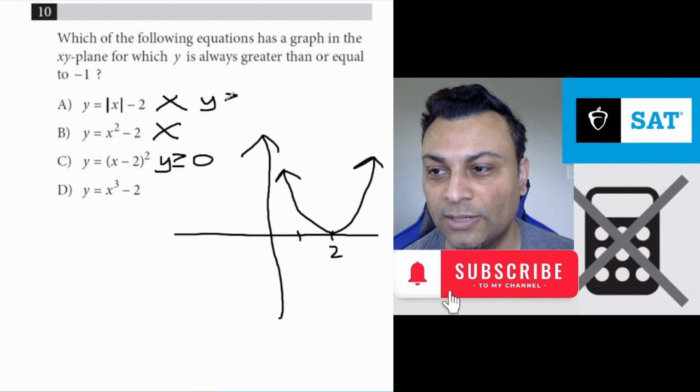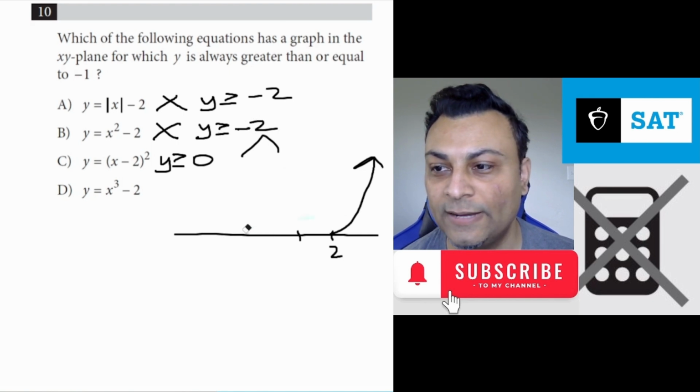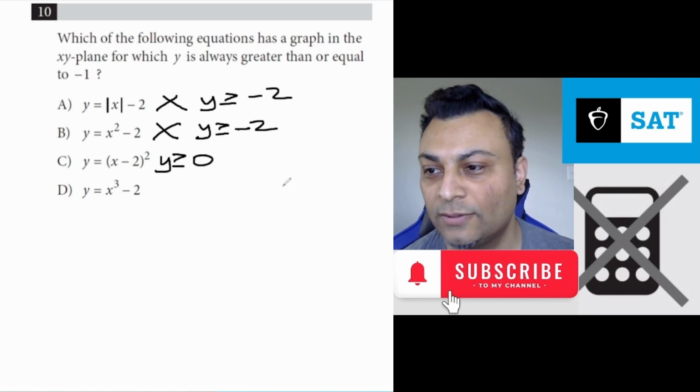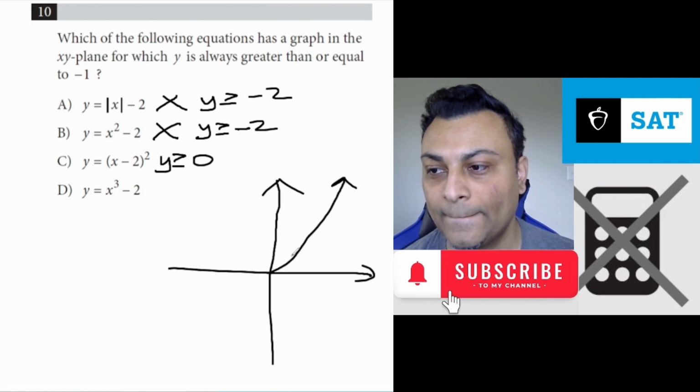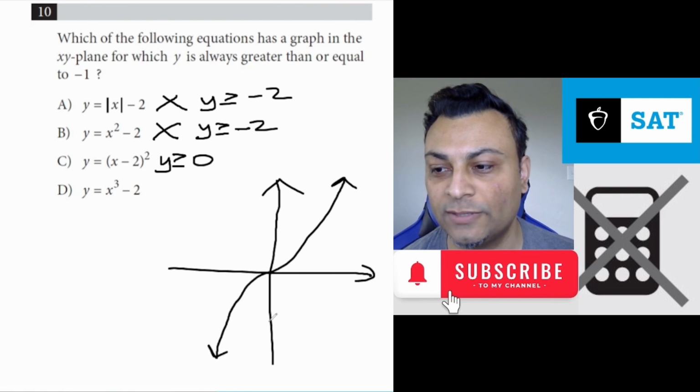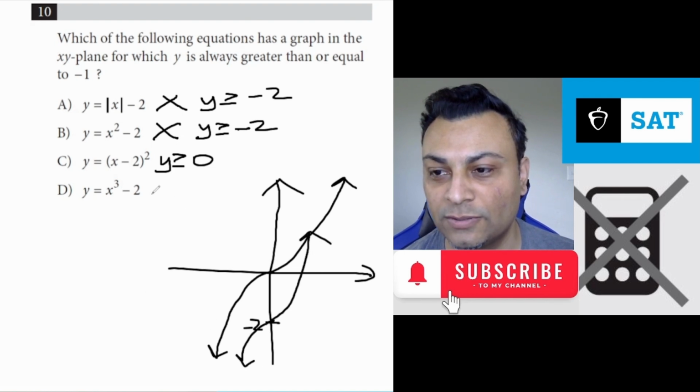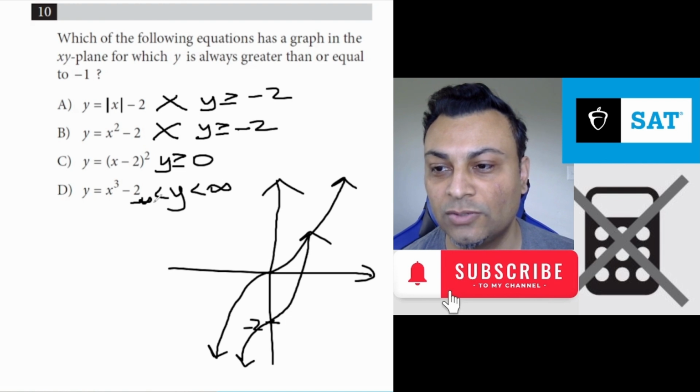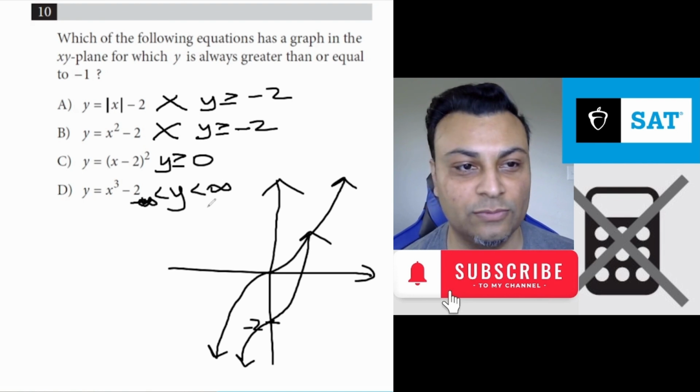This is y greater than or equal to negative 2. This is y greater than or equal to negative 2. And the final graph, x cubed minus 2. The x cubed graph has a range of all real numbers. And even when you shift this down 2 units, the range is still all real numbers. So this one, y is all real numbers. You could write negative infinity to infinity. So in any case, y can take on any value for part D.